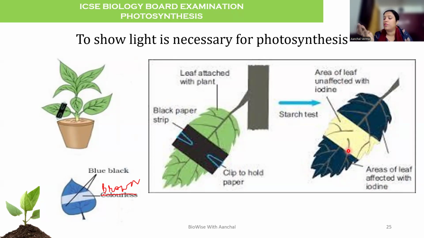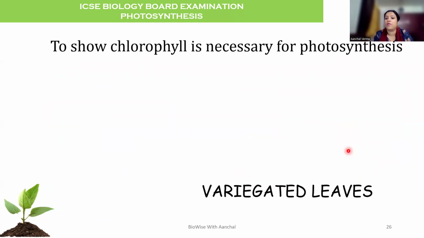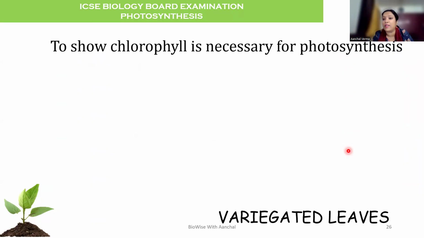So here you should know the function of why the leaf is boiled in water. What is the function of ethanol? Then what is the function of iodine? What is a positive starch test? What is a negative starch test? Moving to the next, to show chlorophyll is necessary for photosynthesis, here we use a variegated leaf.